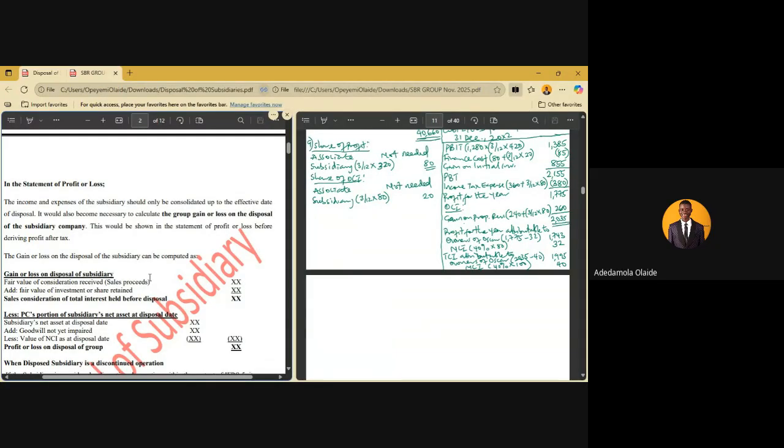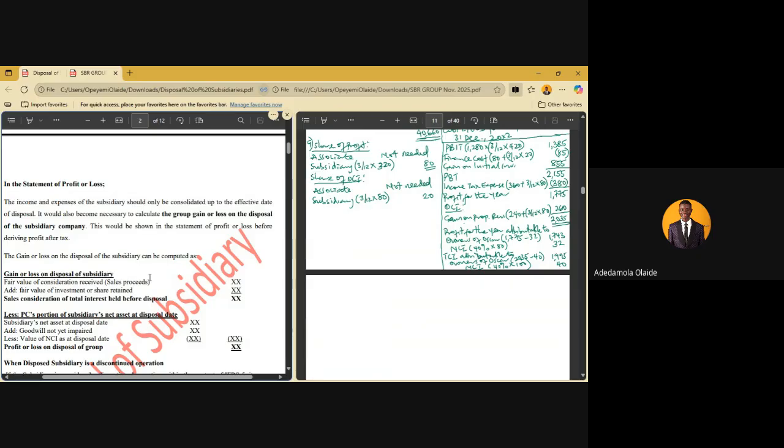But that one is not really our major concern. Our major concern is profit or loss to the group. And the way we do that is following this schedule. We take the fair value of the consideration received, that is the disposal proceeds. We add it to the fair value of the investment or share retained. Where it is a full disposal, that one will be zero because they are not retaining any investment. So that gives us the total sales consideration.